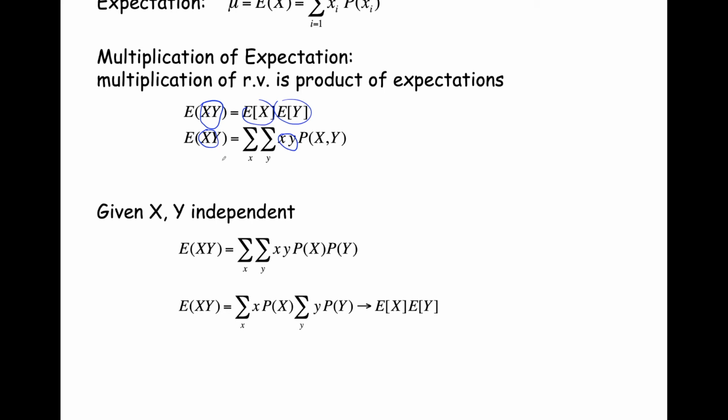So let's assume that x and y are independent. So e of xy is xy times p of xy. And p of xy, if x and y are independent, that's just a property of independent variables. That's just p of x times p of y. So now we have this expression.